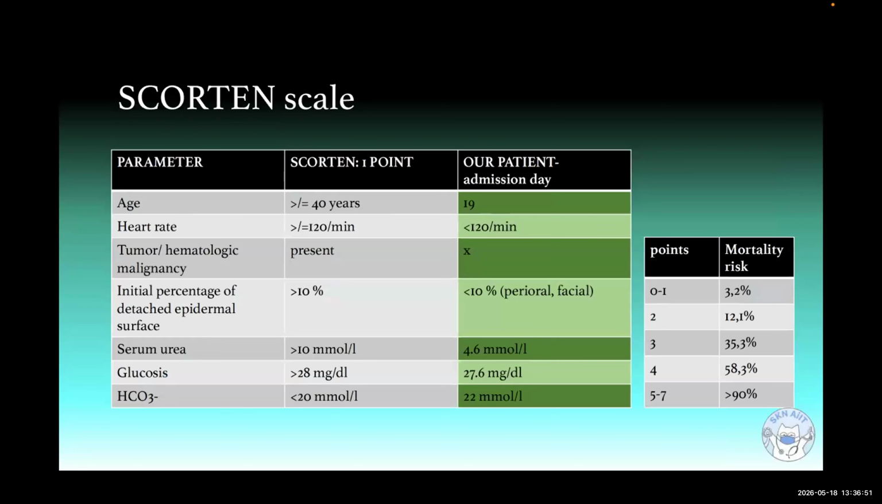To assess the disease severity and mortality risk, our patient was evaluated with the SCORTEN scale, and there is an error here because it says he has less than 10% of surface in lesions, but his whole body was in lesions. So he scored 1 point because the rest of the criteria weren't fulfilled, which makes his mortality risk the lowest, 3.2%. So not that bad.